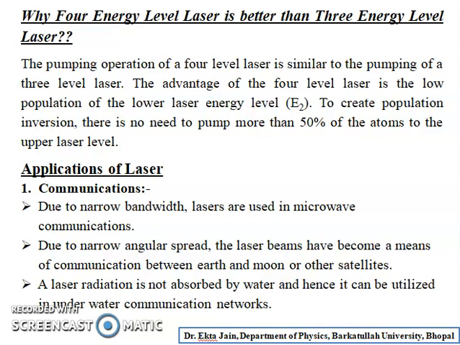So why is the 4 energy level laser better than the 3 energy level laser? Actually, the pumping operation of a 4 level laser is exactly similar to the pumping operation of a 3 energy level laser. But the advantage of the 4 level laser is low population in the lower energy state. So, to create population inversion, there is no need to pump more than 50% of the atoms to the upper laser level. This was the most important point about the 4 level laser.